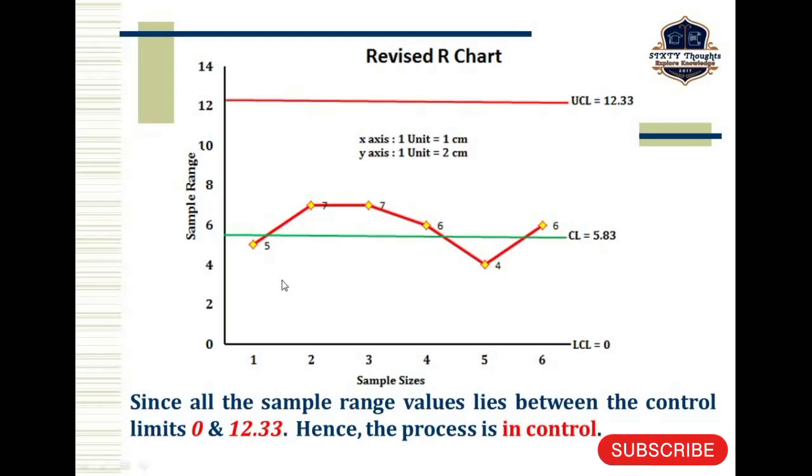What is step number 3? Step number 3, the revised X bar chart is in control. Step number 4, the revised R chart is also in control. Therefore, we give the general conclusion. The general conclusion is what? The process is in control.